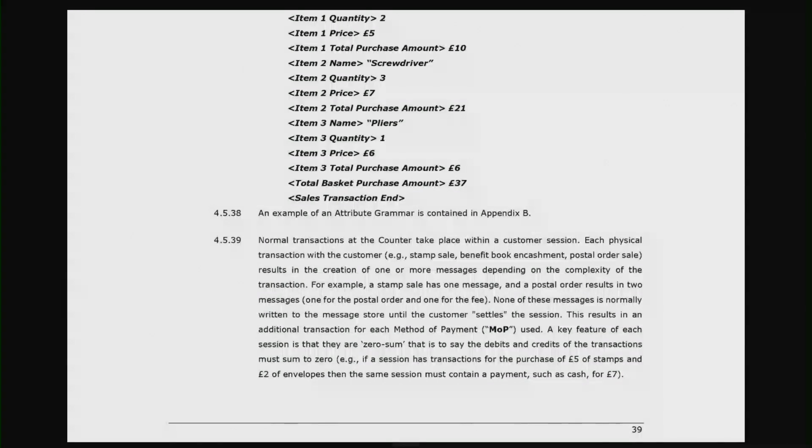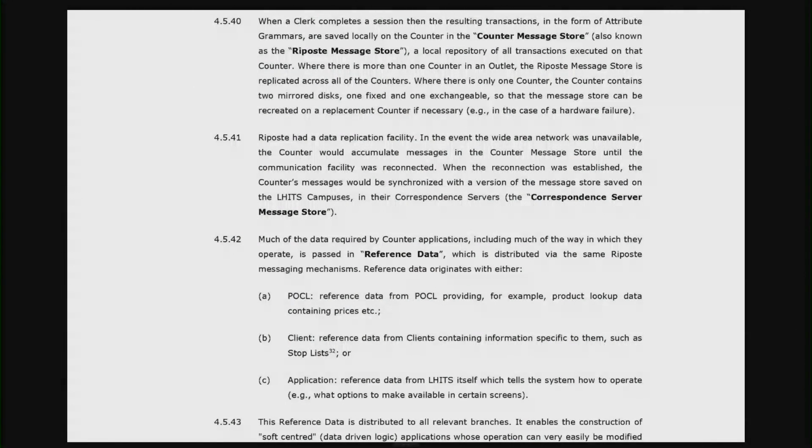Over the page, please, to 4.5.40. On completion of a session by a clerk, the resulting transactions are saved locally on the counter, you say, in something called the counter message store, also known as the Riposte message store. Is that right? Yes.